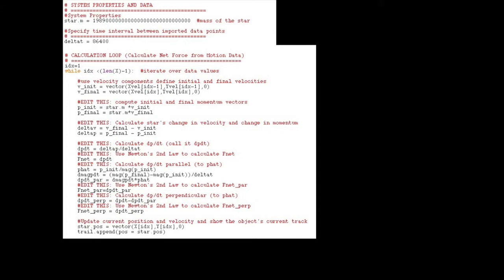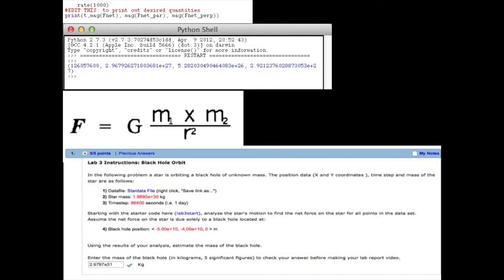Then, dP dt perpendicular will be dP dt minus dP dt parallel. Therefore, Fnet perpendicular will be dP dt perpendicular. Now we've found all the values we need. We will run the code.